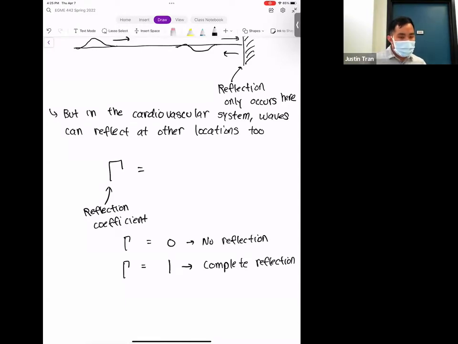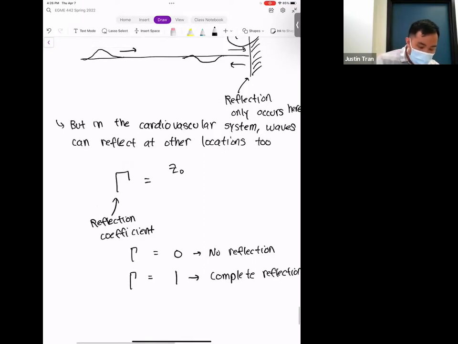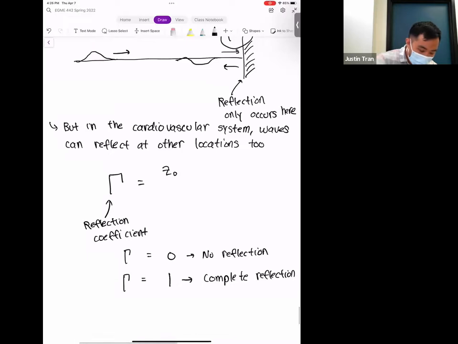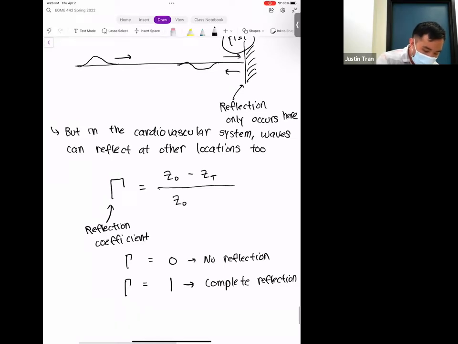But when you're talking about the cardiovascular system, we can have gammas that range anywhere between 0 and 1. And the way we compute that is through our characteristic and terminal impedances. The formula is this: gamma is equal to Z naught, the characteristic impedance of this particular vessel, minus the terminal impedance, that's the impedance at the end of the vessel, divided by the sum of these two quantities.